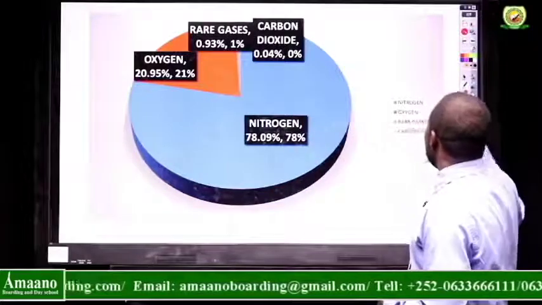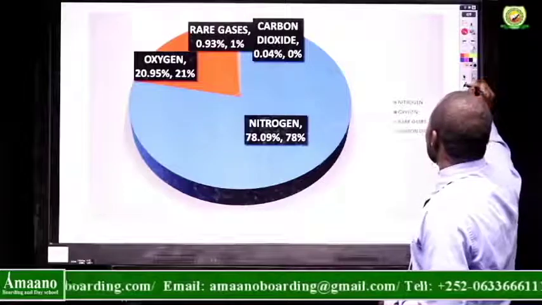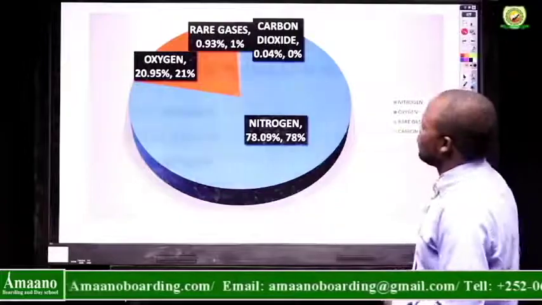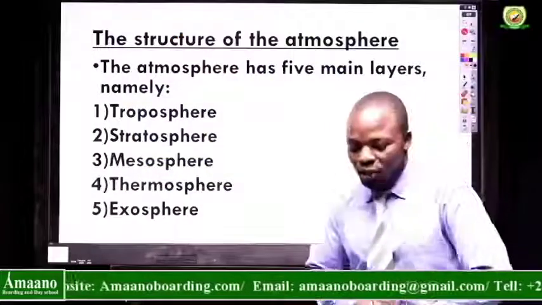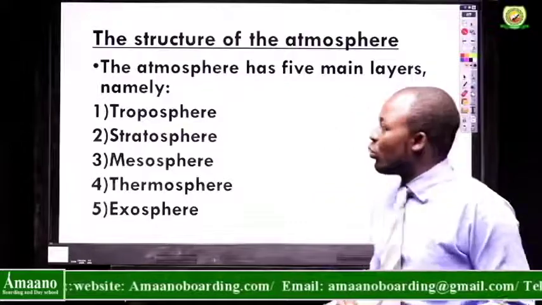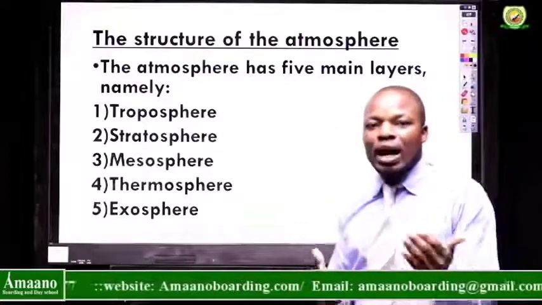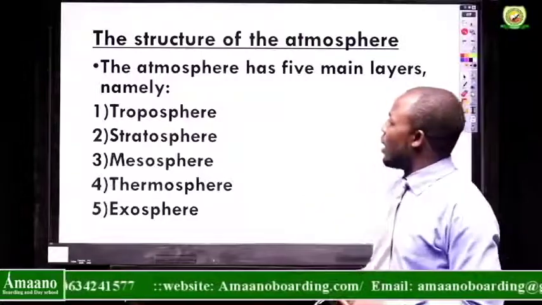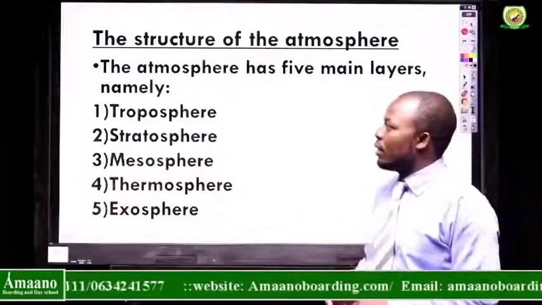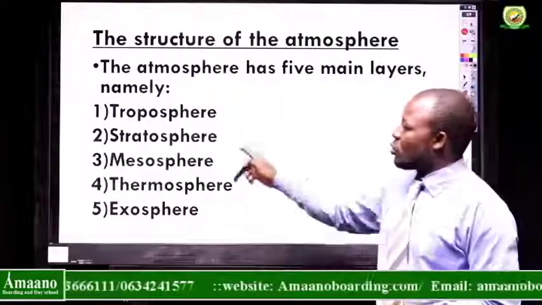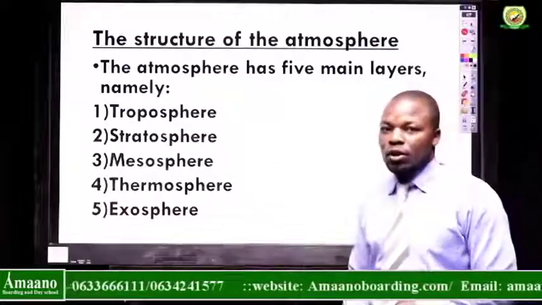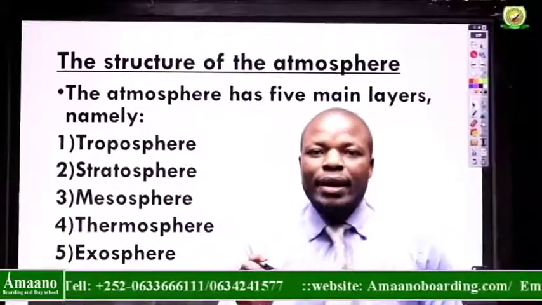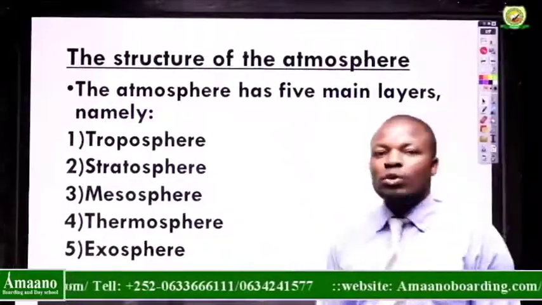Good. Again, as we move forward, we see the structure of the atmosphere. Structure means the layers of the atmosphere. What is the atmosphere made of? The atmosphere has five main layers, namely troposphere, stratosphere, mesosphere, thermosphere, and exosphere. And exosphere is actually the outermost layer.